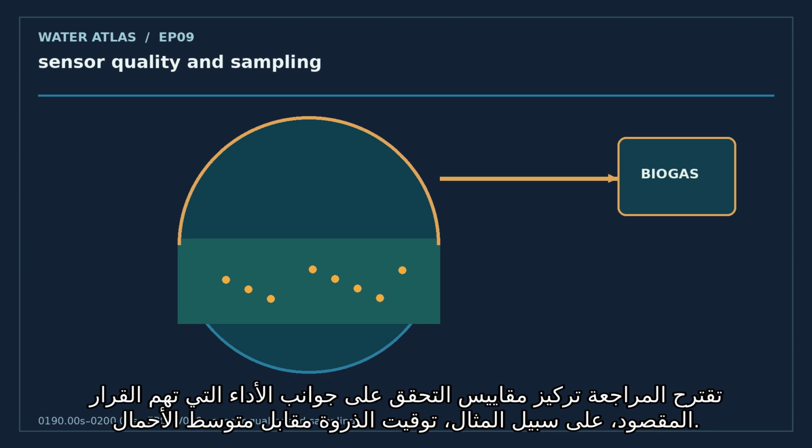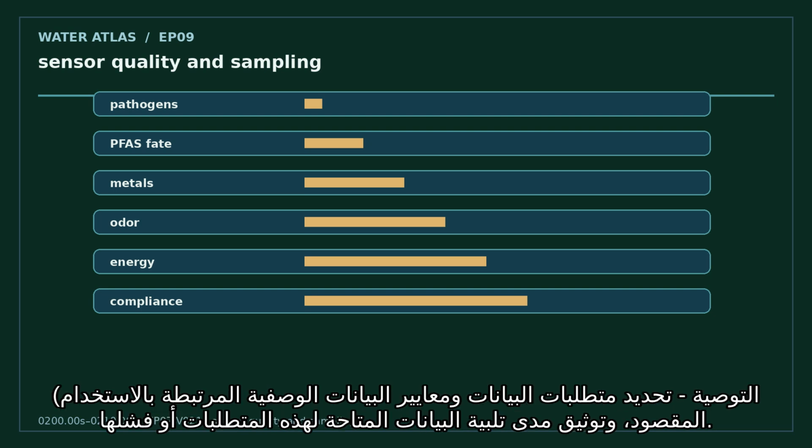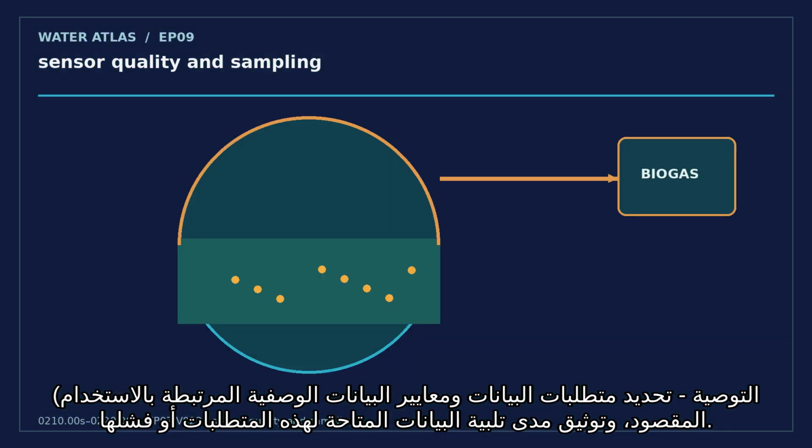Recommendation. Define data requirements and metadata standards tied to intended use, and document how available data meet or fail those requirements. Record data provenance, processing steps, and limitations so users and reviewers can assess suitability.